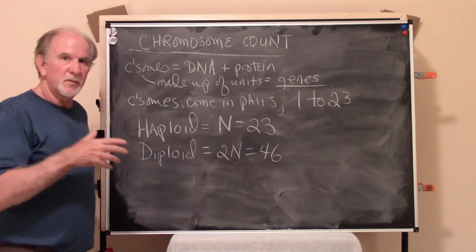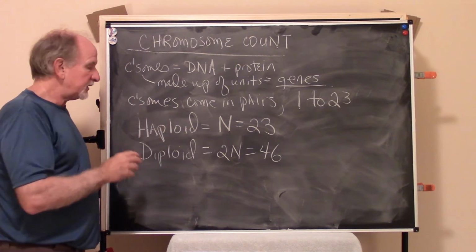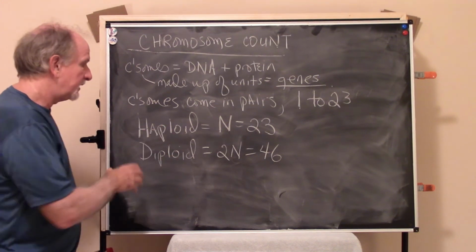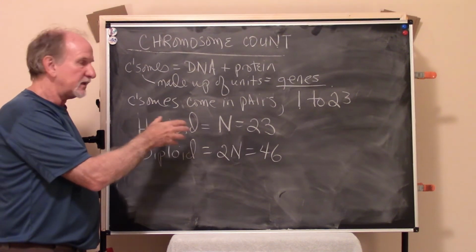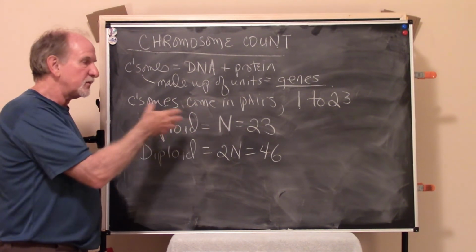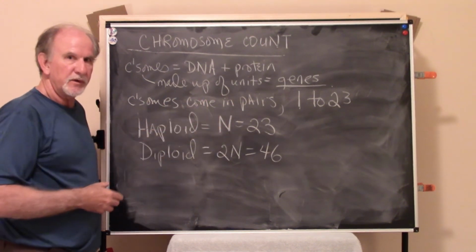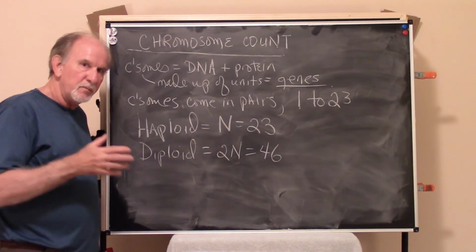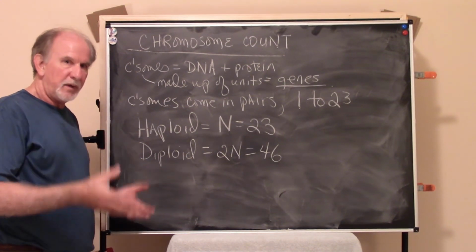There's a couple terms that we'll be using. One is haploid and the other is diploid. Haploid is represented by a capital N, and a haploid set of chromosomes would be 23 chromosomes, where you have one member of each pair.